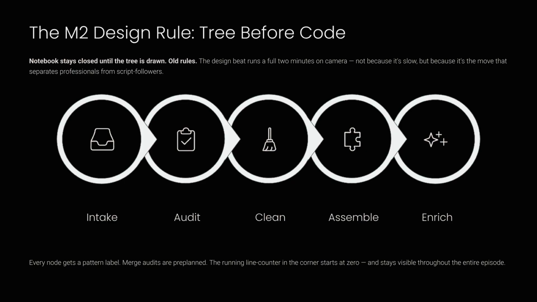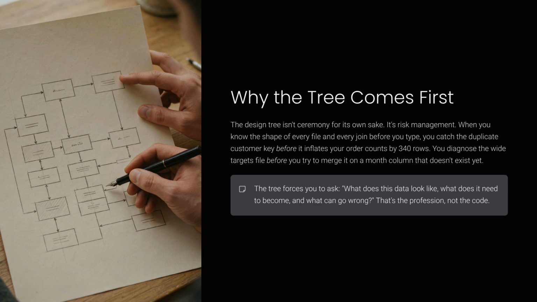We strictly follow the design rule of drawing our tree before writing any code. This planning phase separates true professionals from mere script followers and ensures we have a clear, tested strategy before starting our work. Why invest time in a design tree? It's about risk management. By mapping out the data shapes and join logic in advance, we identify and prevent critical errors, such as incorrect row counts or incompatible merge keys.